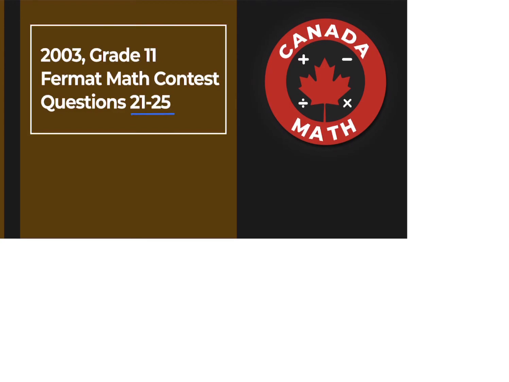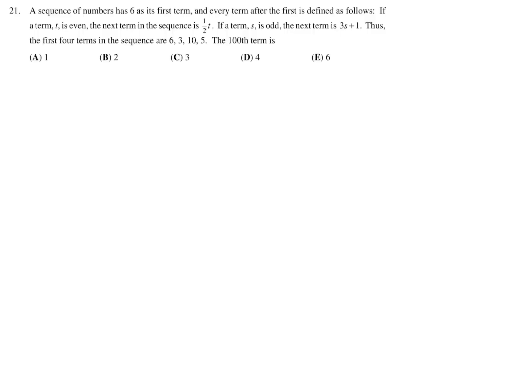Questions 21 to 25 on the 2003 grade 11 Fermat math contest. A sequence of numbers has 6 as its first term, and every term after the first is defined as follows. If a term t is even, the next term in the sequence is 1/2 t. If a term s is odd, the next term is 3s plus 1. Thus, the first 4 terms in this sequence are 6, 3, 10, and 5. The 100th term is.